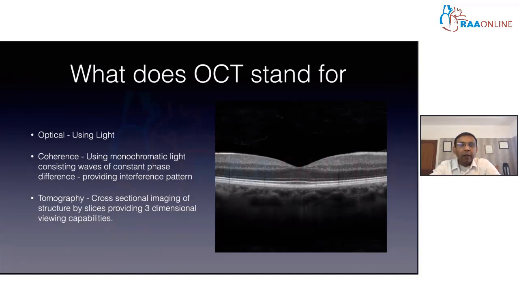And tomography, as we have heard in the previous talks, is cross-sectional imaging of any structure by slices, providing three-dimensional viewing capabilities. So in a sense, it is a cross-sectional imaging of the retinal structures using light waves with a constant phase difference, providing an interference pattern, that is essentially what we try to do with OCT. We'll go into a little bit more detail.